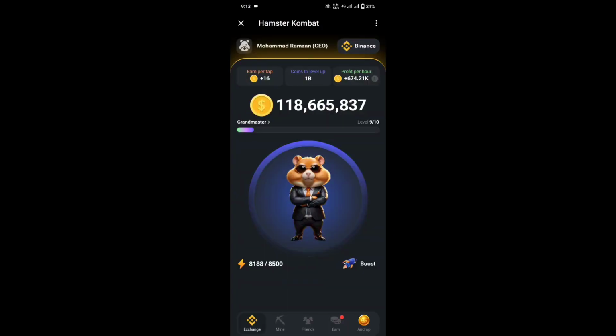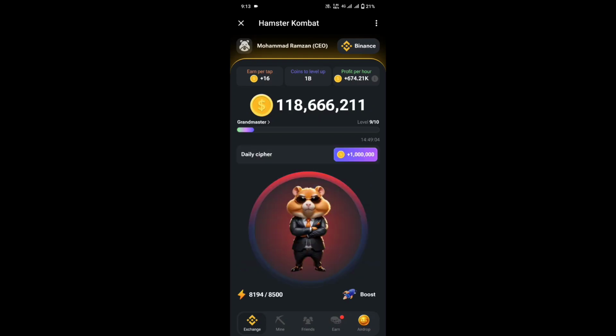For changing simple Hamster to cipher Hamster, you have to tap 3 on per tap on the left side of your screen. Today's word of cipher Hamster is Ethereum.